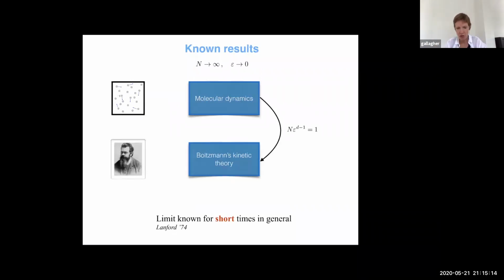And to do this, you're going to take the number of particles, which I call n here. I'm going to take this number to go to infinity, okay? And at the same time, I should ask for the size of the particles to go to 0, okay? So if you do this with a special scaling, which is written here, then you do converge in some sense, I'll try to make precise afterwards, to the Boltzmann equation. So maybe I should say a word about the scaling here.